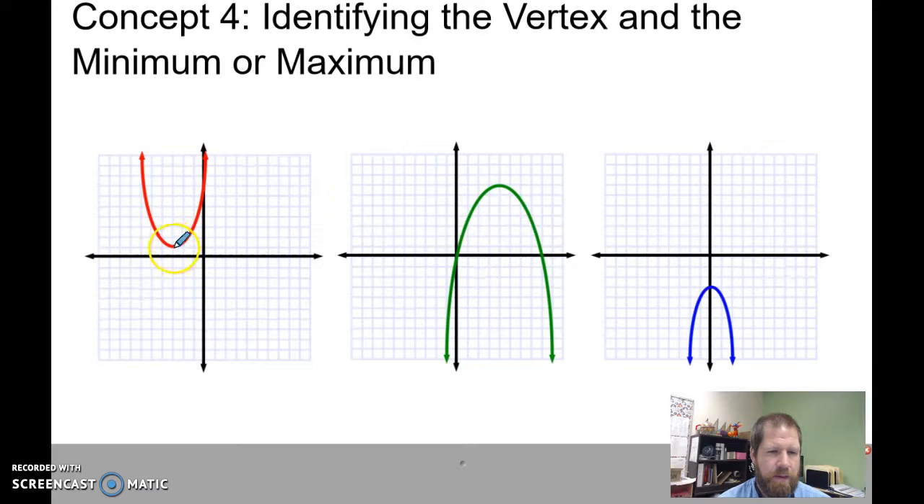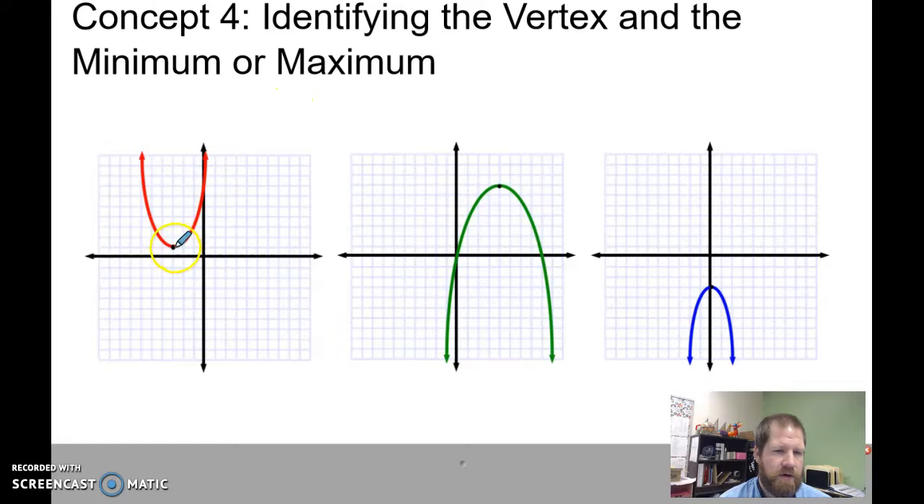The vertex is that point where the parabola kind of starts, either going upwards in both directions or downwards in both directions. Okay. The minimum or maximum is just going to be the y value of that vertex.